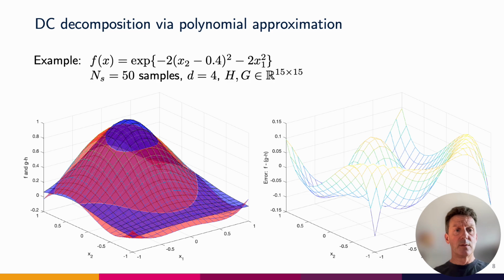Here is an example of the polynomial fitting approach applied to a Gaussian function in two variables. Here we fix the maximum degree of monomials to 4, and that gives us a representation of the functions G and H in terms of a pair of 15 by 15 matrices. So using 50 samples, we basically fit the function F to the data, and then decompose F into these functions G and H, and we get this error map shown here.